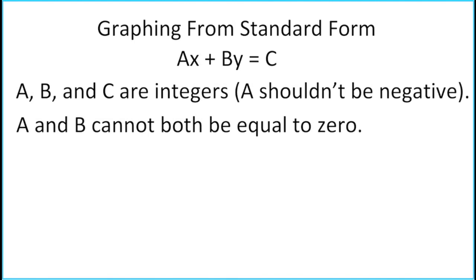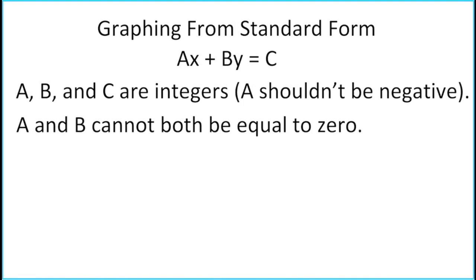to be standard form. The number one rule is that a, b, and c are integers. They're positive or negative whole numbers. They can also be zero. And in parentheses there, technically, a shouldn't be a negative number. I don't know why they have that rule. I think it's just to make it look nicer.